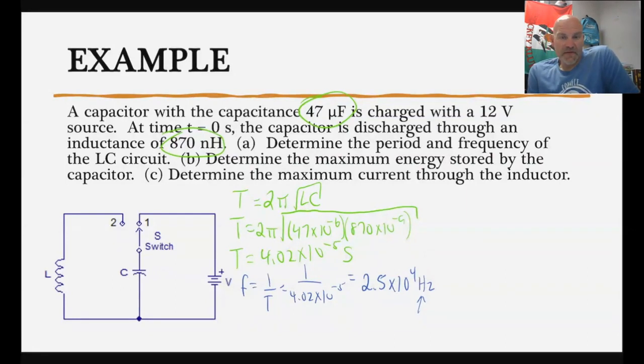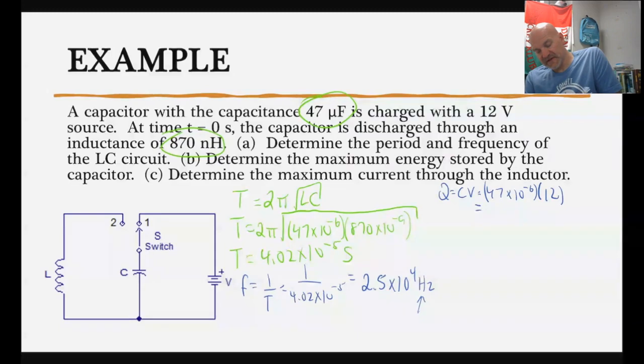All right, the next part, determine the maximum energy stored by the capacitor. So the first thing you're going to need to do is find how much charge is on the capacitor. You're going to do Q equals CV. So you're going to do 47 times 10 to the negative 6th times 12, which says that there are 5.64 times 10 to the negative 4th coulombs.